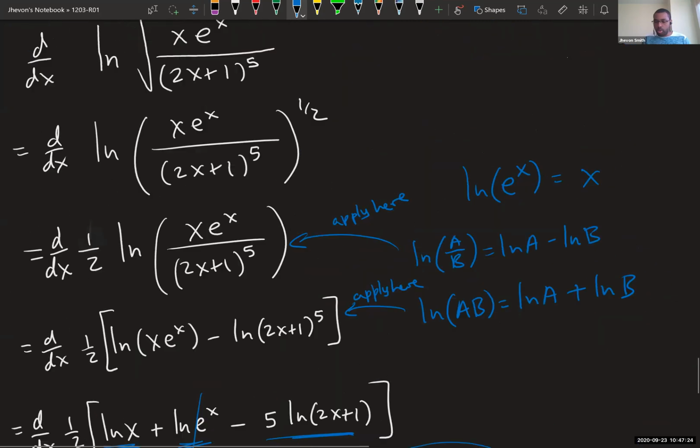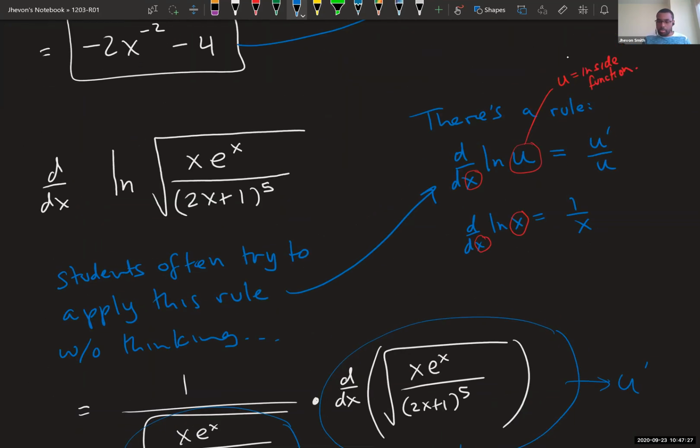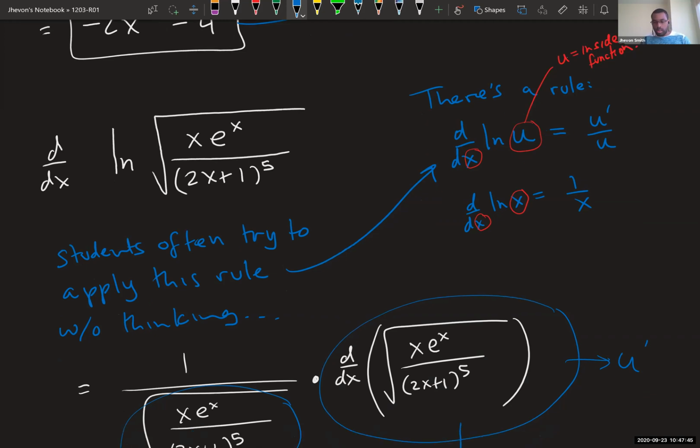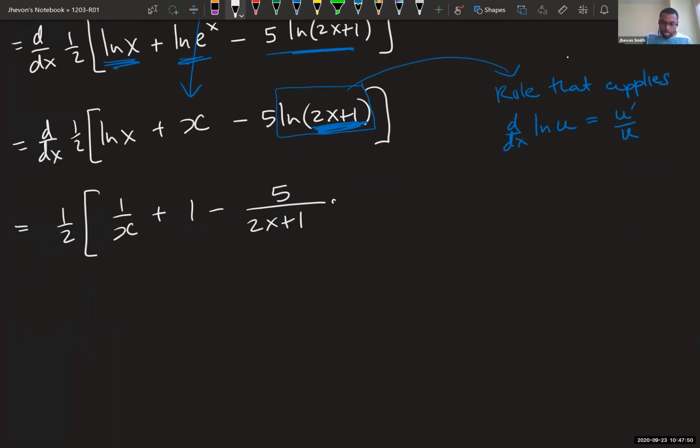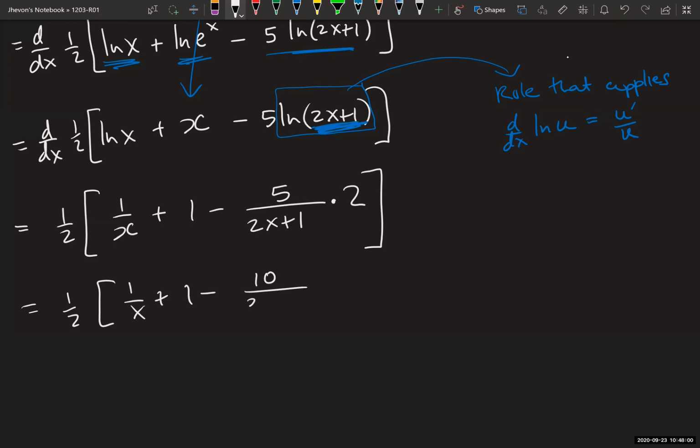The rule where I just put 1 over the thing applies because I know the left side of this. The thing where I just put 1 over the blah only works if there's an x inside the ln. It does not work if I have something other than an x inside the ln. If I have something other than an x inside the ln, this is the rule that applies. Which means I have to multiply by the derivative of that thing. So I need to multiply this by 2 because of the chain rule. So this is going to be 1/2 times 1 over x plus 1 minus 10 over 2x plus 1.